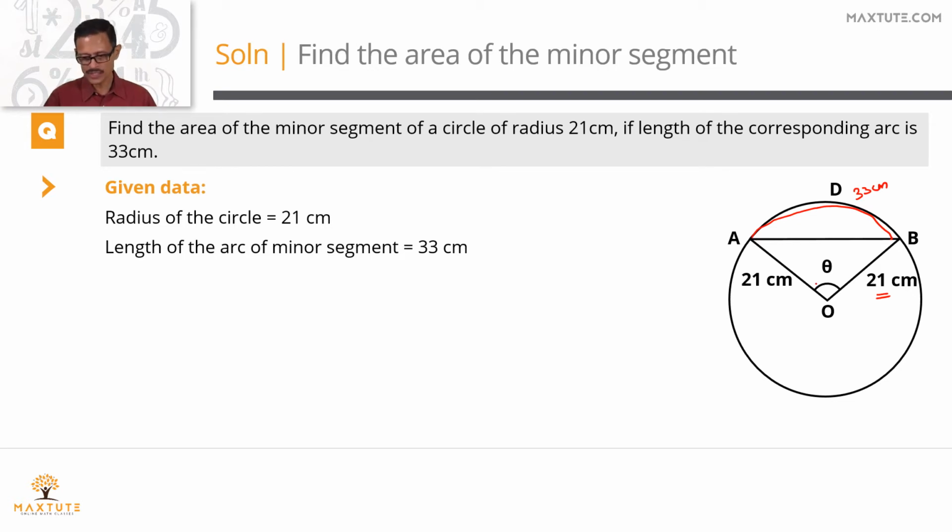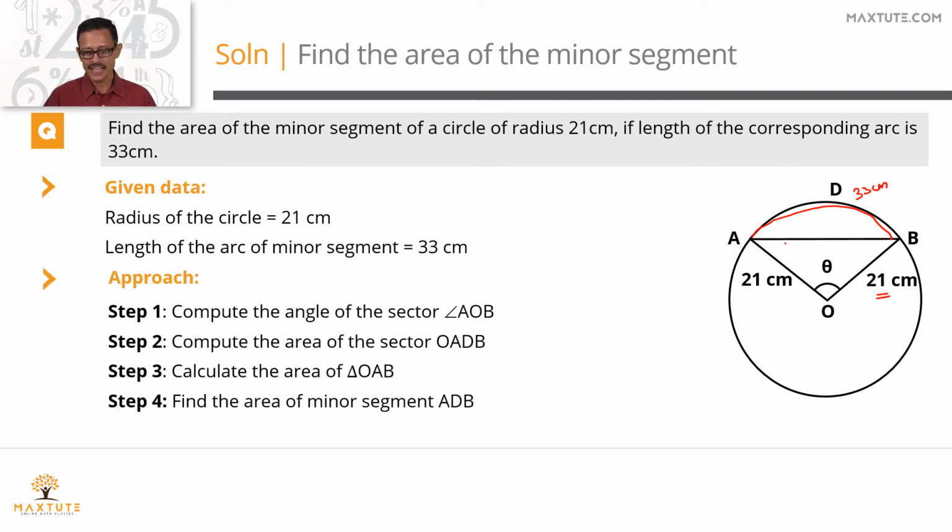What is the approach? Step 1, let's find out this angle theta, the angle subtended by this sector at the center of the circle, angle AOB. We'll use angle AOB to compute the area of the sector. We know theta at the end of step 1. We know the radius. So theta by 360 into pi r square will give us the area of the sector. Then let's find out the area of this triangle, which is AOB. From OADB, the sector area, let's subtract the area of the triangle to find out the area of the minor segment.